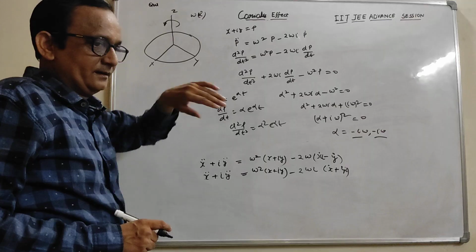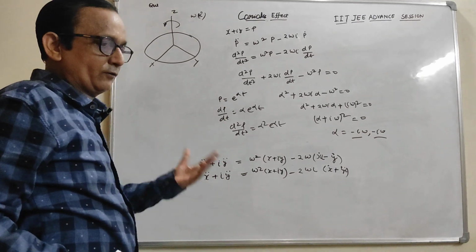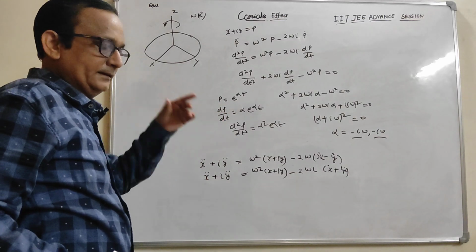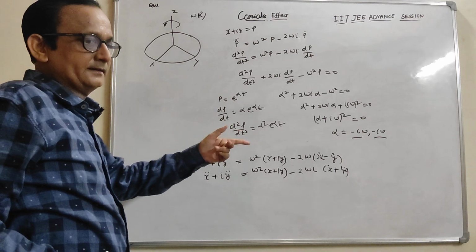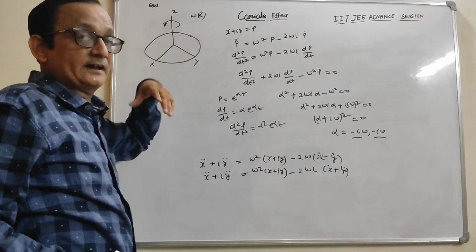When the roots are imaginary, then the equation would be e raised to power alpha t, bracket c1 cos beta t plus c2 sin beta t. This is the equation for when the roots are imaginary.